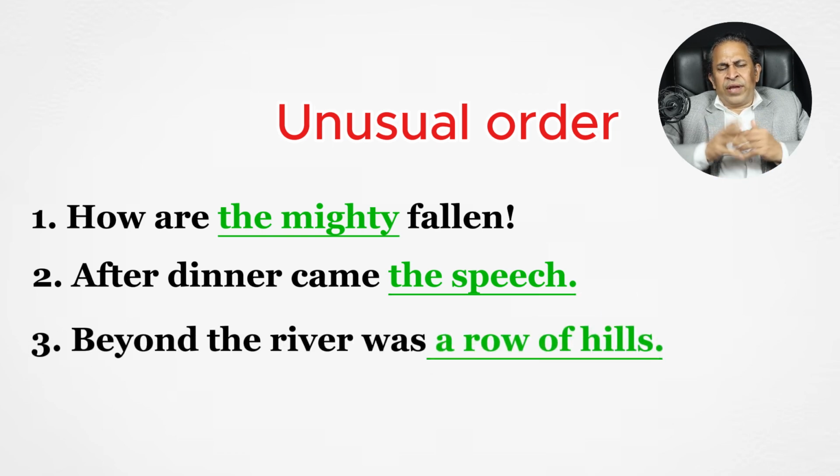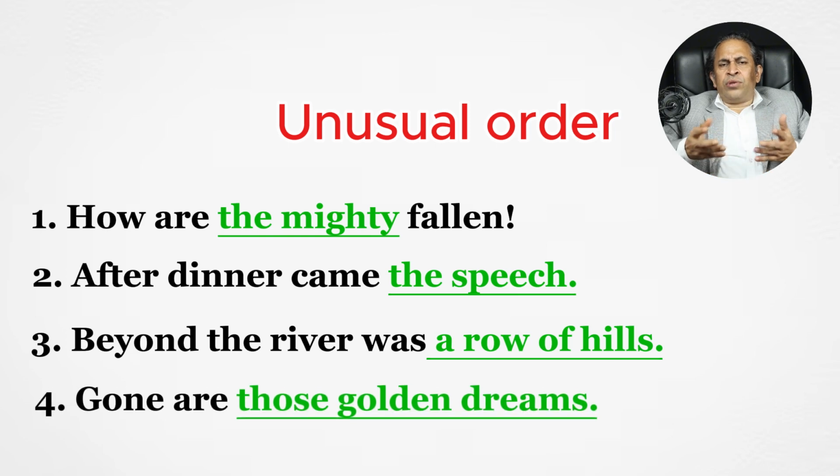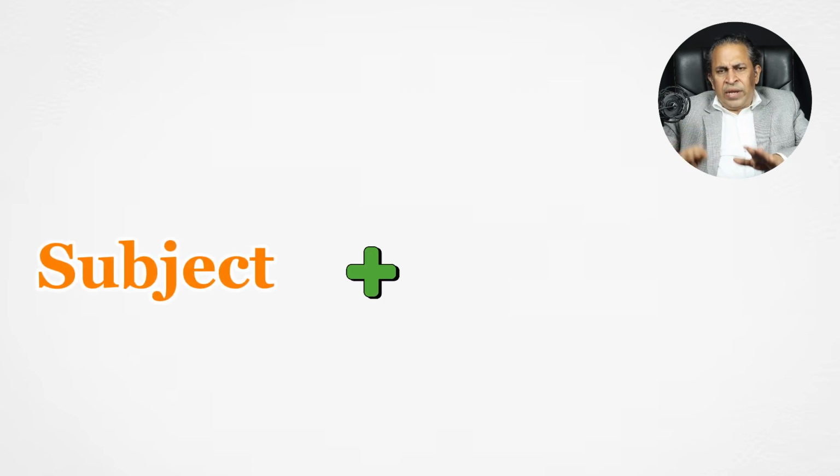Beyond the river was a row of hills. Row of hills is the subject. You are talking about the row of hills. That's what the subject is. Beyond the river was, that is the predicate. Gone are those golden dreams. We are talking about golden dreams. Therefore, golden dreams is the subject and gone are those is the predicate. So this is not normal order. This is unusual order. It doesn't happen every time. It occasionally happens, or sometimes in poetry. Otherwise, the normal order is, as we have understood, subject and predicate.